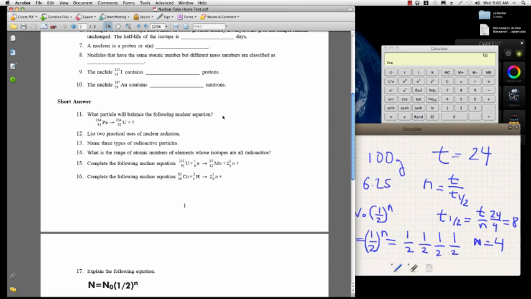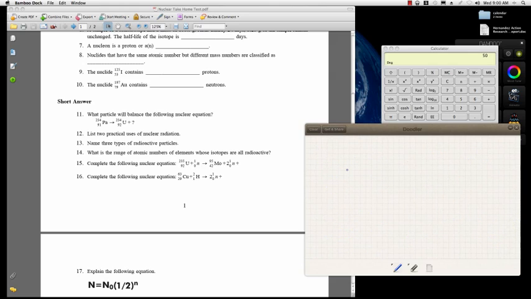Number 11 on the short answer questions. What particle will balance the nuclear equation? If you take a look at this, the top numbers have to equal. So the top number here is going to be a 0. And the bottom number, well, what number added to 92 gives us 91? It would be -1. A particle with a mass number of 0 and an atomic number of -1 is an electron. So that would be the answer for number 11.